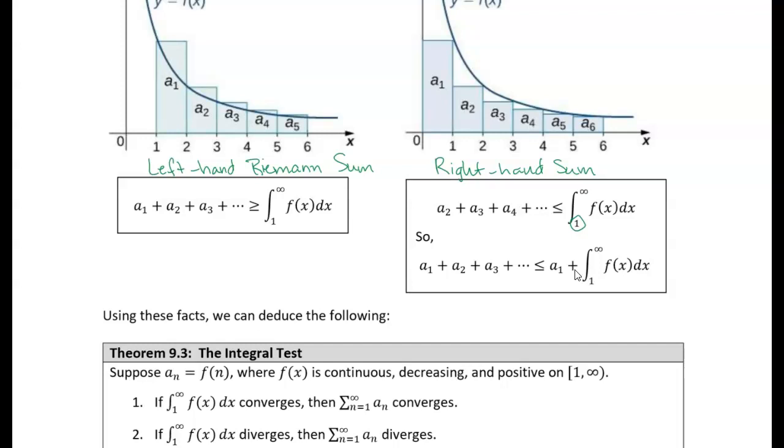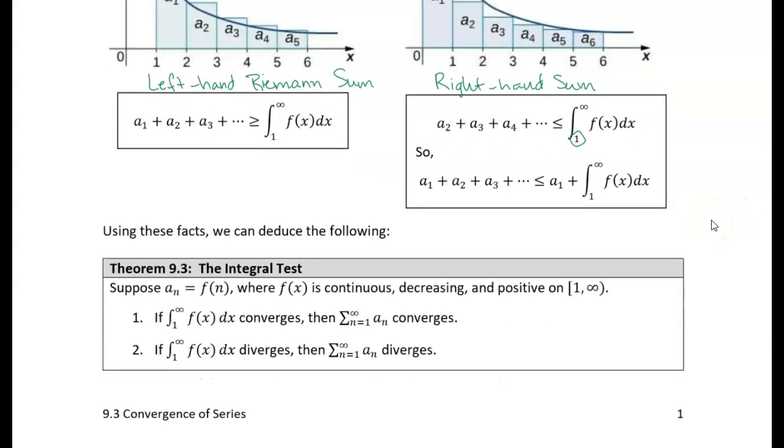So we have bounds now on the series, and if the integral converges, then the series converges. Does that make sense? So hopefully I explained that well enough. So that's what we're calling the integral test.